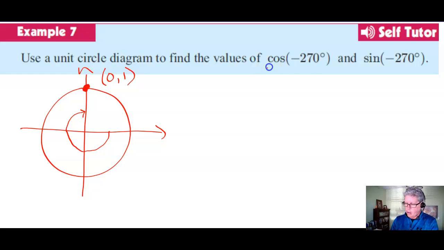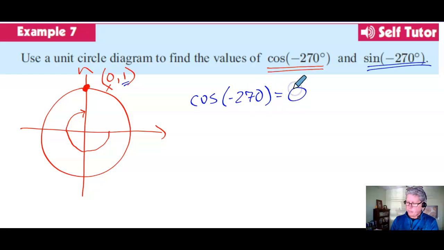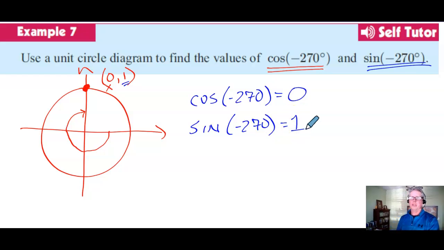I know that the cosine value is equal to the x coordinate, and the sine value is equal to the y value. So the cosine of negative 270 is equal to 0, and the sine of negative 270 is equal to positive 1. Oh, Mr. Sayers, I can use my calculator. Yeah, we can all use our calculator, but we've got to get a feel for it. So don't use your calculator.